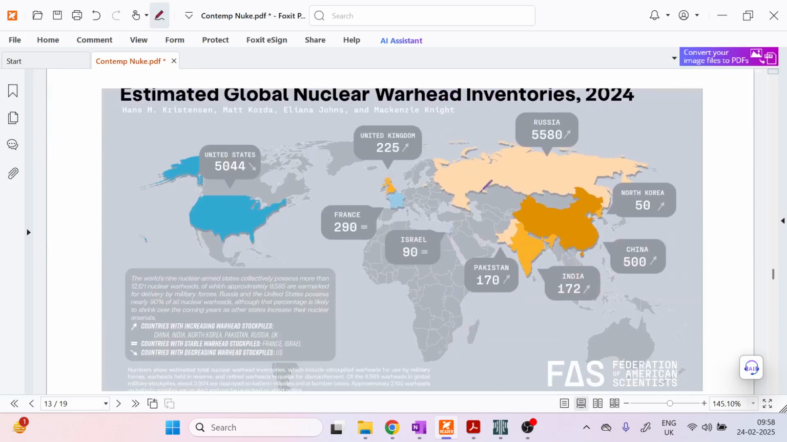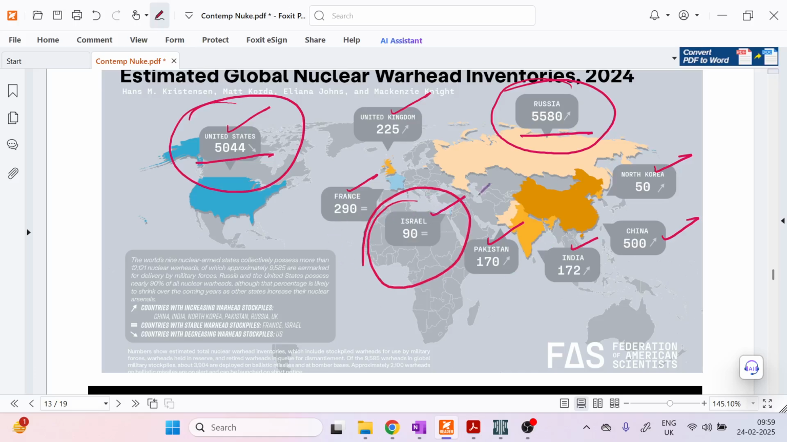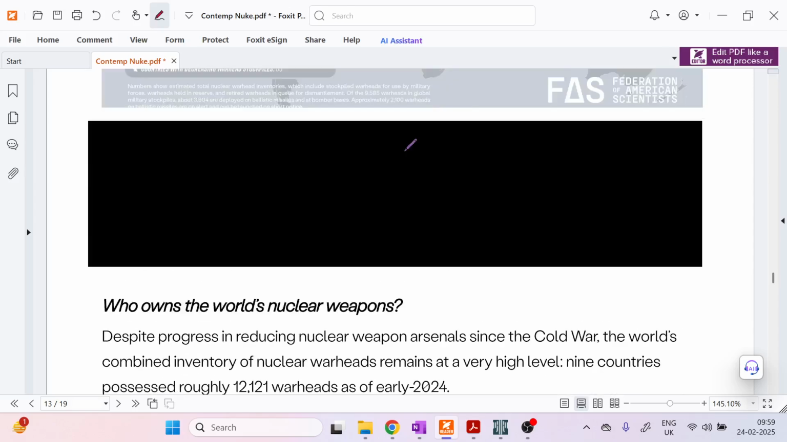Now let's look at the status of global nuclear warheads. In 2024, Russia had 5,580, North Korea 50 nuclear weapons, China 500, India 172, Pakistan 170, Israel 90, France 290, United Kingdom 225, and United States 5,044. So you can see here, both these countries have around 11,000 nuclear weapons. And even if we forget all the other inventories, just the inventory of one of them would be enough to wipe all forms of life from this earth. So this is the ultimate inventory of the world.